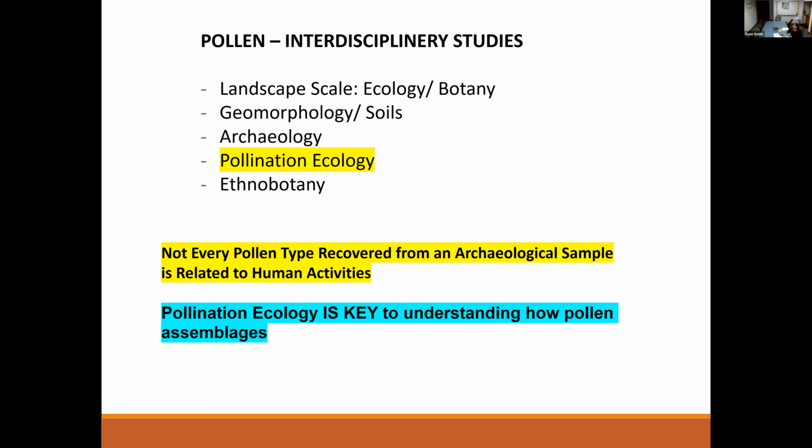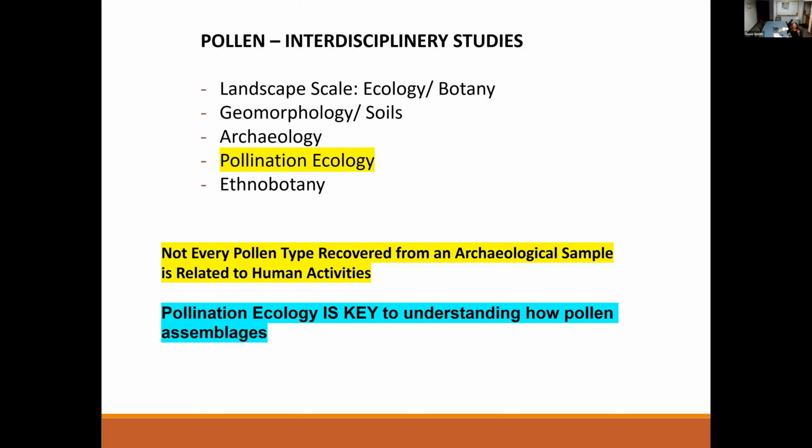cultural processes. So to begin to unravel any kind of cultural signal in this mess, you need to develop an understanding of the landscape around the site, and that includes the ecosystems and the vegetation communities, the geology, the soils, and the archaeology. In this talk, I'm going to focus on three topics: pollination ecology, ethnobotany, and then we'll look at some archaeological examples.